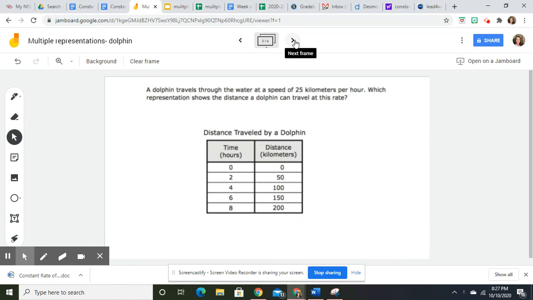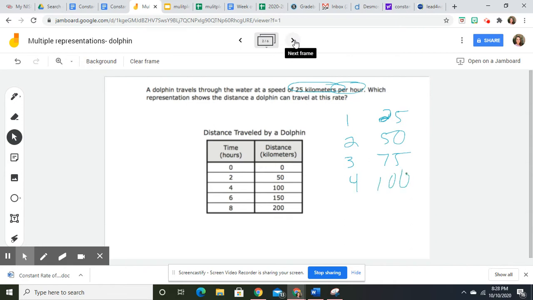We're going to look at these one at a time. The first one we're going to look at is the table. The table is going to give us a good idea as to whether or not the other items are true or false if the table works. So we know that the dolphin can swim 25 kilometers in 1 hour. So the first thing we have to do is do 1 hour, 25 kilometers, which means that in 2 hours, that dolphin can swim 50, 3 would be 75, 4 would be 100.